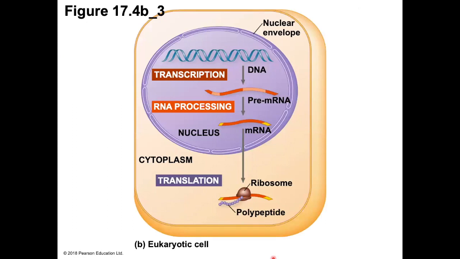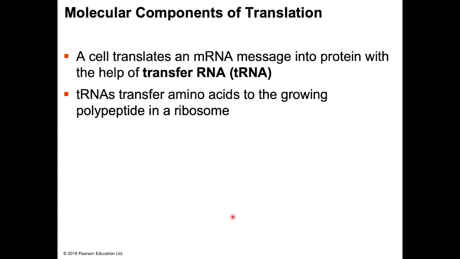So, this is an illustration again. Transcription happens inside the nucleus, and then once the mRNA in eukaryotes is processed, it will go out of the nucleus and go to the cytoplasm, specifically the ribosome, for protein synthesis. For the molecular components of translation, the tRNA, which is another type of RNA, or what we call transfer RNA, translates the mRNA message into protein. And these tRNAs transfer amino acids to the growing polypeptide in a ribosome. We will see that in a while.